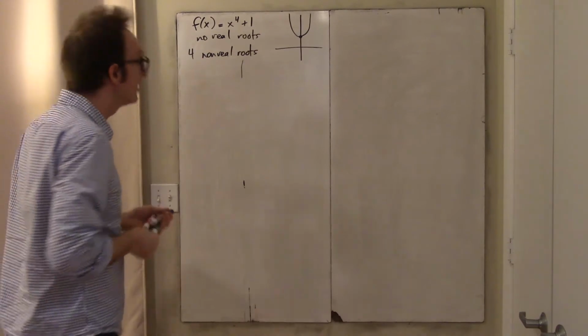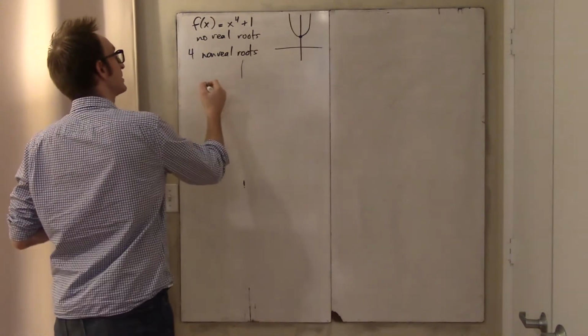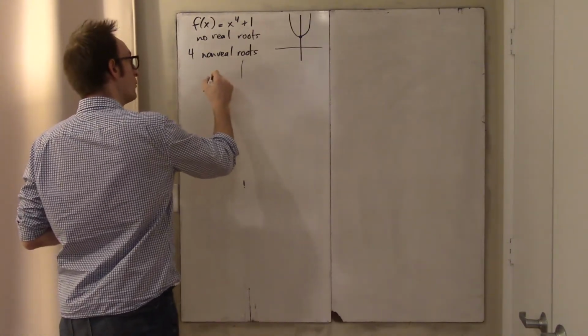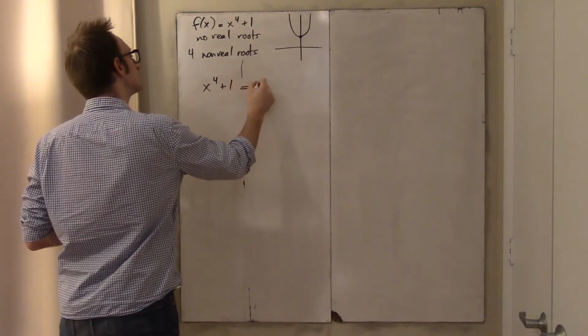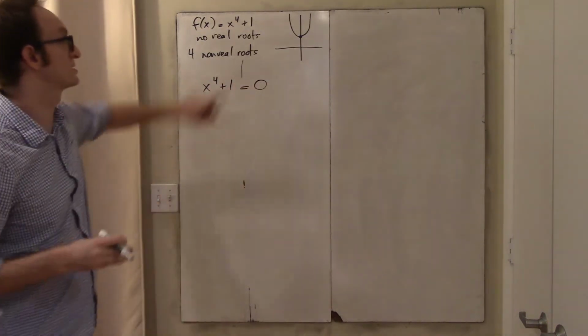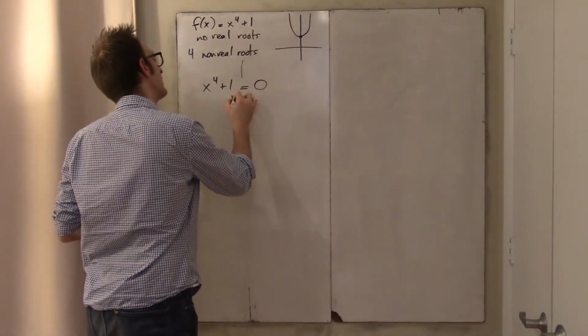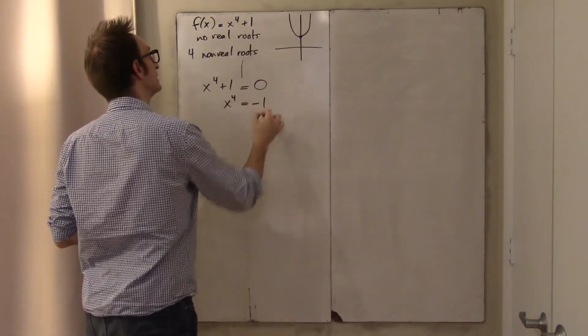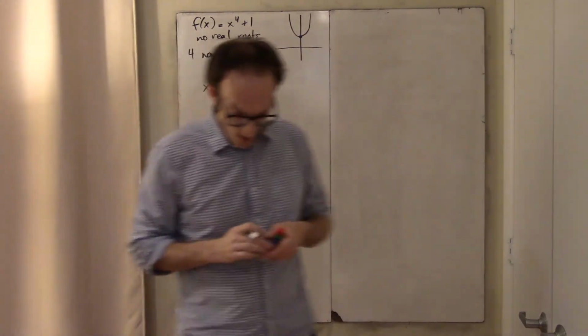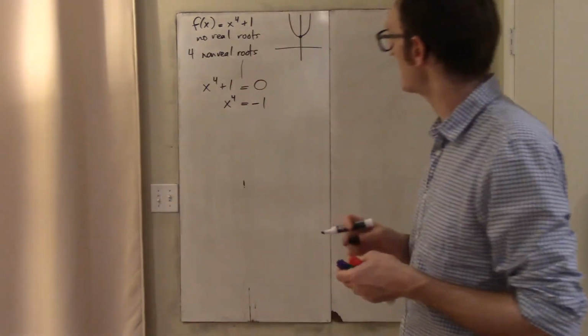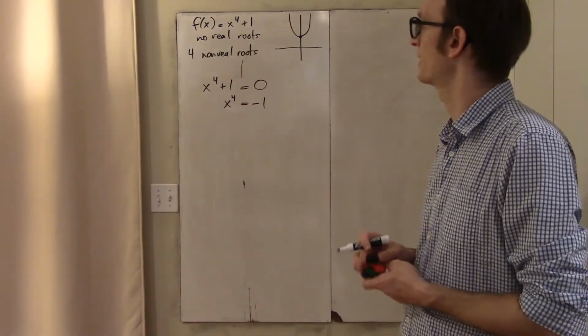How do we solve it? Well, really, what I want to do is solve the equation: when is x to the fourth plus 1 equal to 0? That's what it really means to find the roots, after all. So that's another way of saying x to the fourth is negative 1. Let's solve this equation.